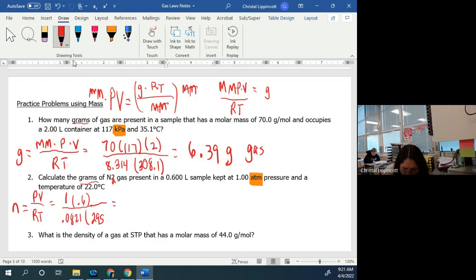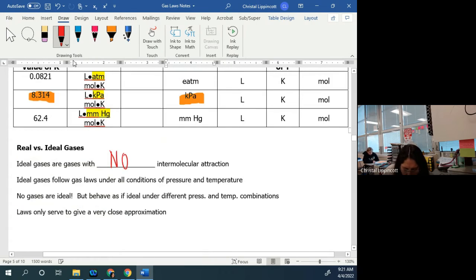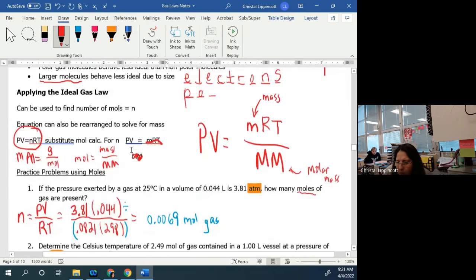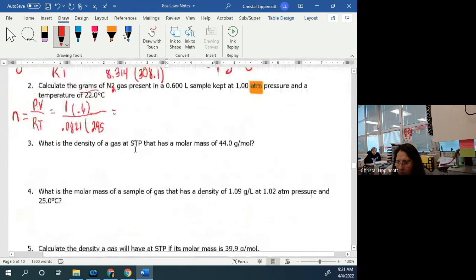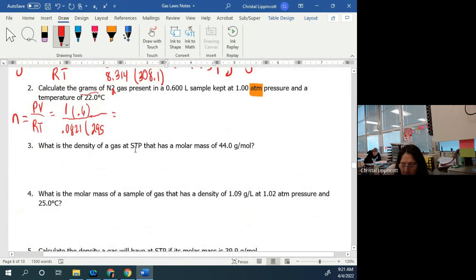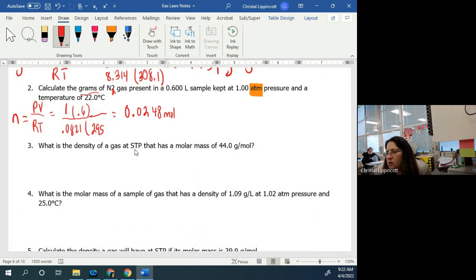So 0.6 divided by parentheses 0.0821 times 295 in parentheses. Check my math. 0.248, and that's going to be moles. Okay, so now I need to get that into grams.